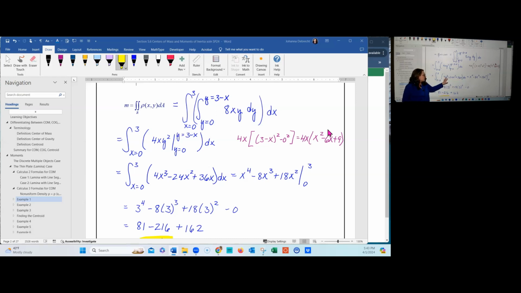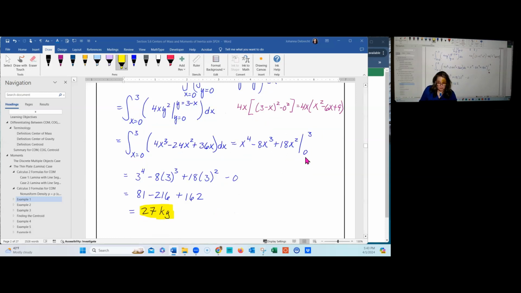So when I integrate 4x cubed, I get 4x to the 4th over 4, or x to the 4th. When you integrate negative 24x squared, you get negative 24x cubed over 3, or negative 8x cubed. And when you integrate 36x, you get 36x squared over 2, or 18x squared. And you evaluate from 0 to 3, work out a little bit of arithmetic, and when you're done, you have 27 kilograms, right? This is the mass of that object.